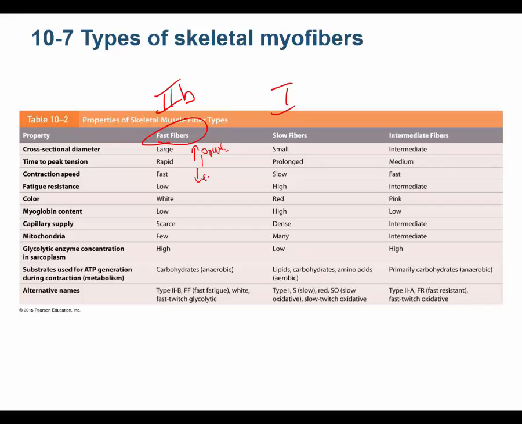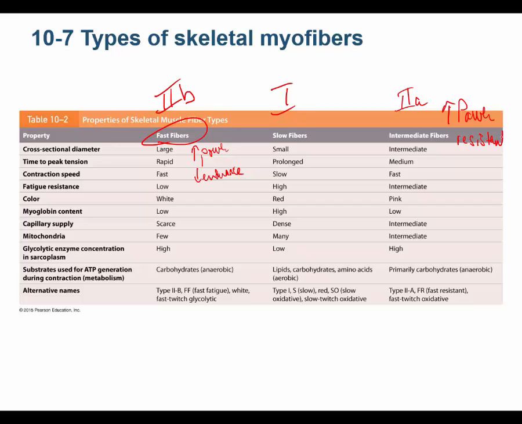They have low endurance. Now, as it turns out, there actually is another type of fast twitch fiber, and it's called 2A. And it is fast twitch. It does have power. And it is fatigable, but it's a little bit resistant to fatigue.